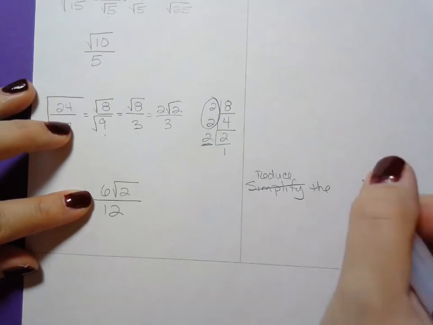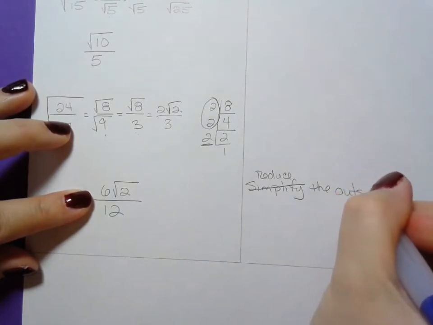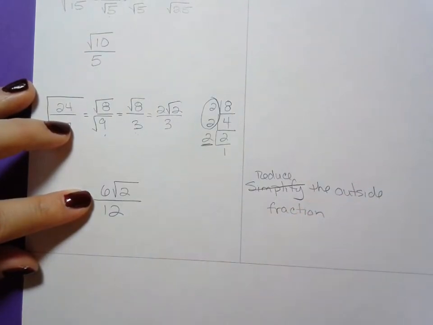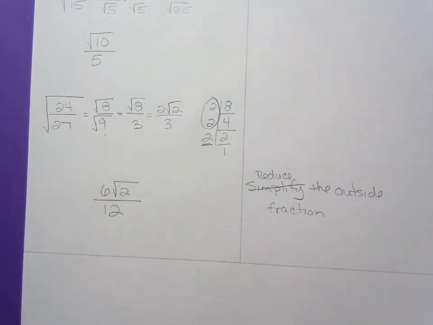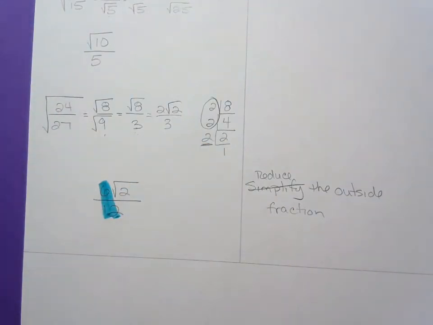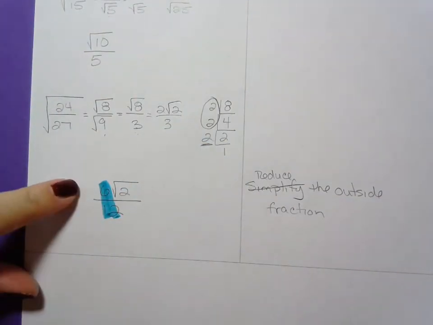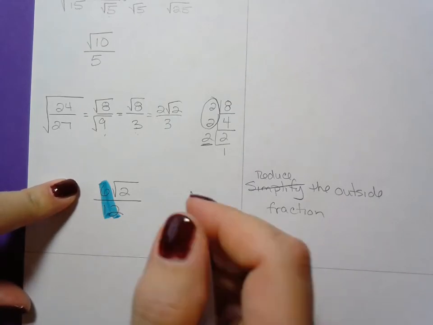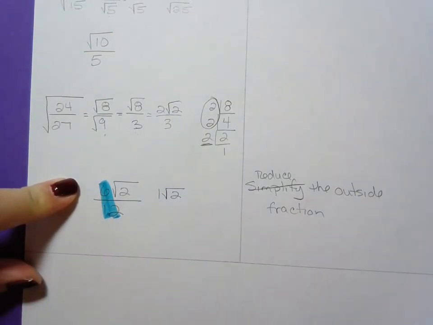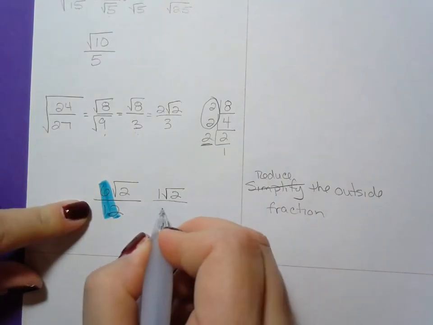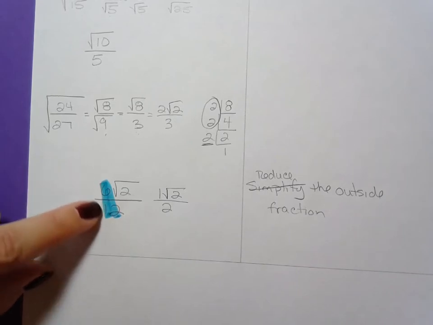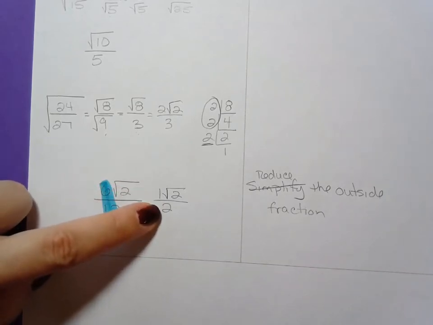Reduce the outside fraction. What do I mean by outside fraction? I mean the numbers that are outside the radical. So I have a 6 and a 12 here. That's my outside fraction. So 6 over 12 will reduce. 6 will go into itself one time. We can't touch the square root of 2. It has to stay there. And 6 will go into 12 twice. So this outside fraction would reduce to 1/2.